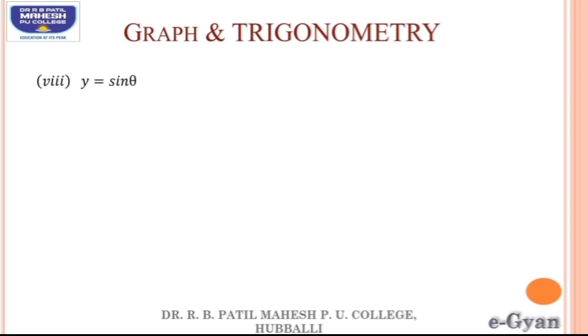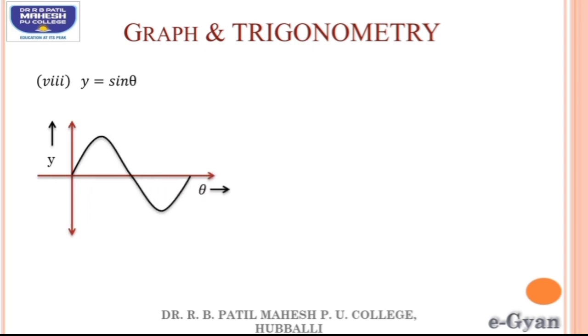Equation 8, y is equal to sine theta. Here the expression is represented in terms of a trigonometric function or trigonometric ratio. Instead of x we are taking theta, and this equation will represent the nature of a wave. The graph is shown by this nature. For different values of theta, the value of y changes between maximum and minimum. According to the equation, it changes between 1 and minus 1. Hence, this is the nature of the graph for the given equation.